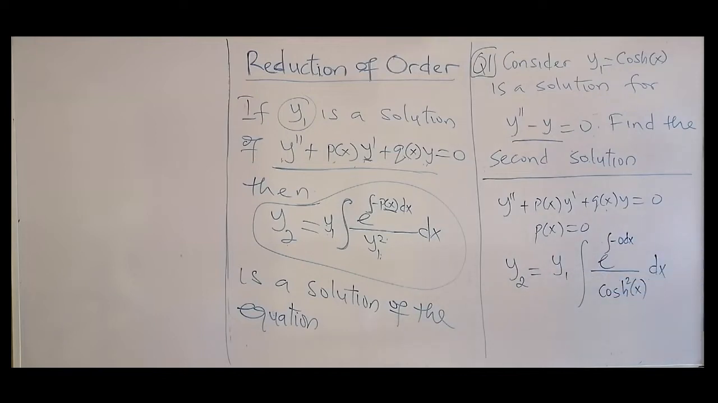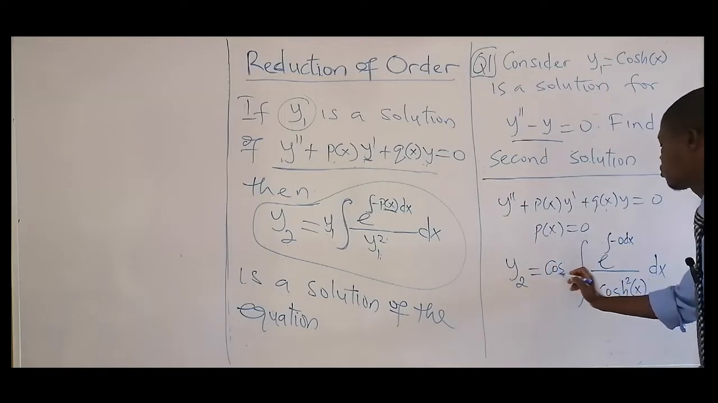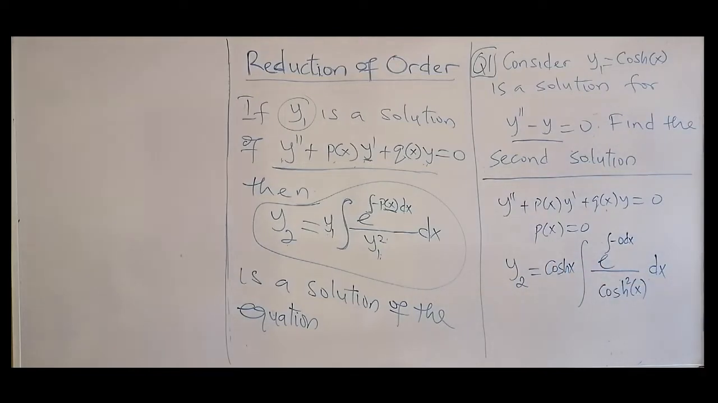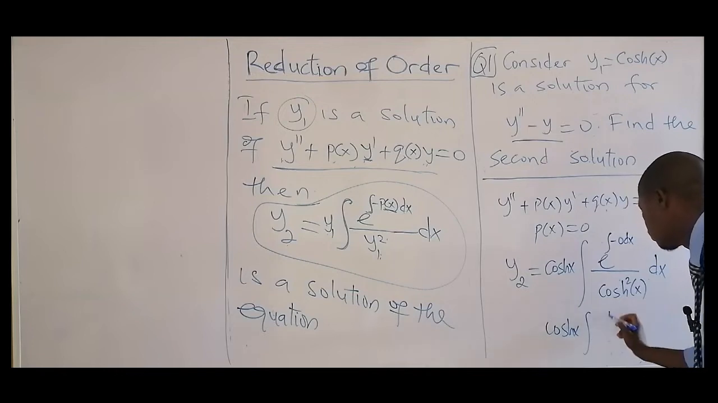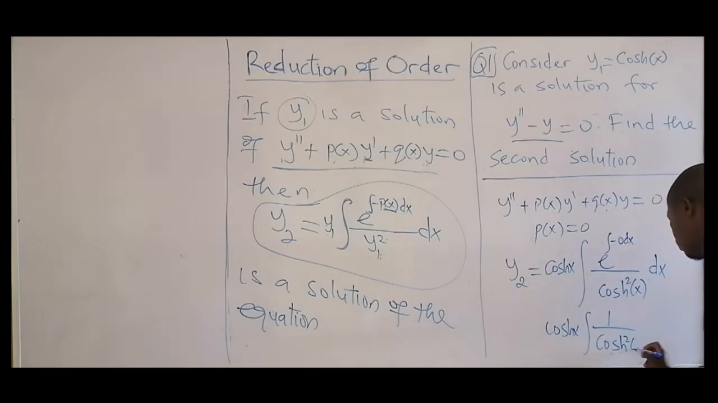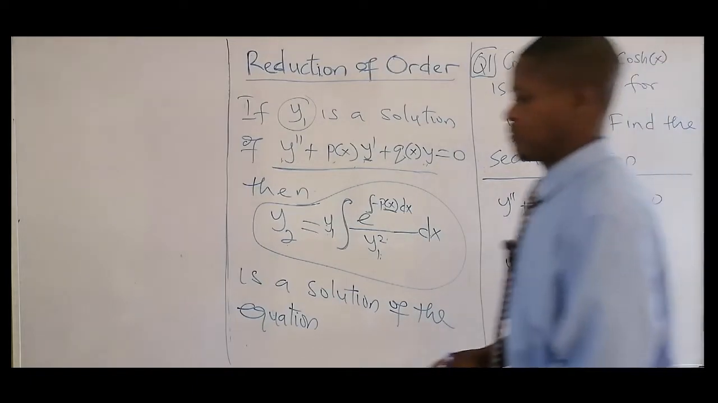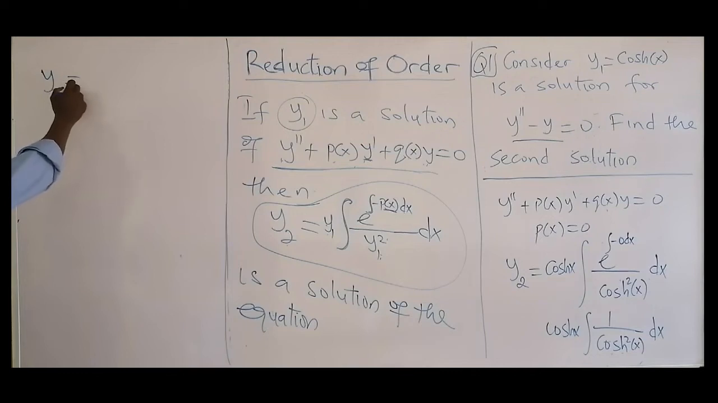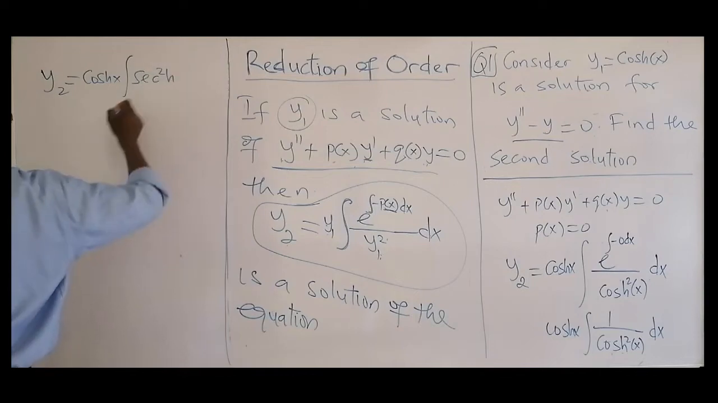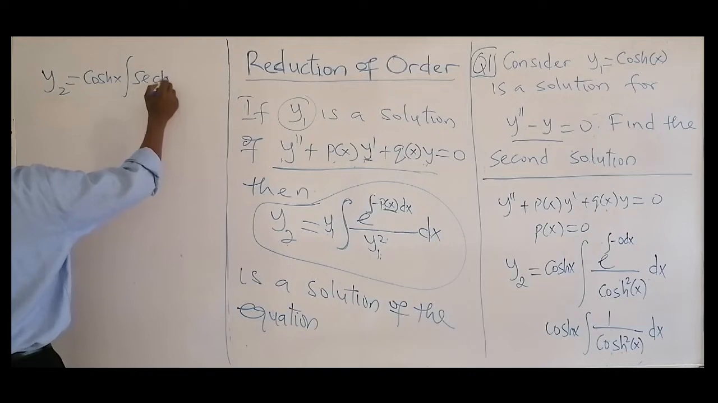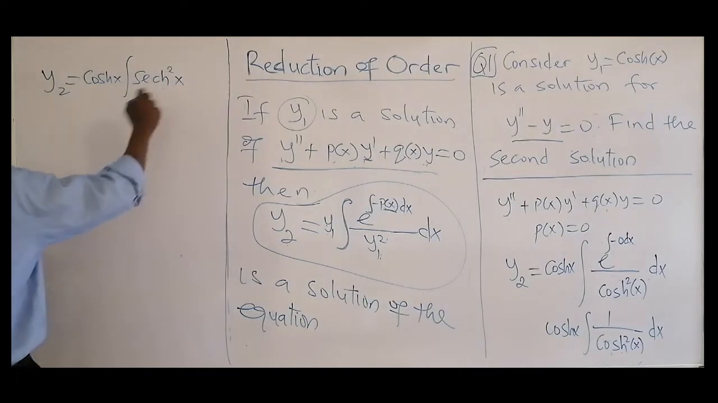And don't forget, we have the value for y1, you can substitute that. My y1 is cosh x. Then this will be 0, everything will be 0, and this will be 1 up there. So we have this equal to the integral of 1 over cosh squared x, and 1 over cosh is sech. So we now have y2 equal to cosh x times the integral of sech squared x dx.